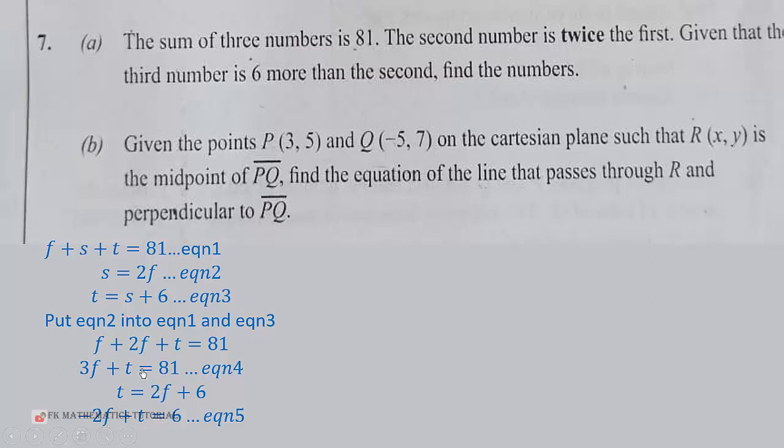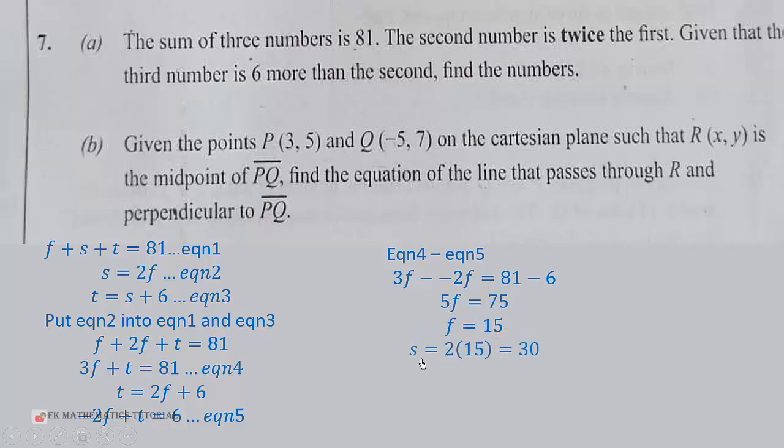So when we subtract equation 5 from equation 4, we'll get T eliminated. So you get 3F minus negative 2F, so this is 5F, equals 81 minus this 6. So when we simplify, you get 5F equals 75. When you divide both sides by 5, we get F equals 15.